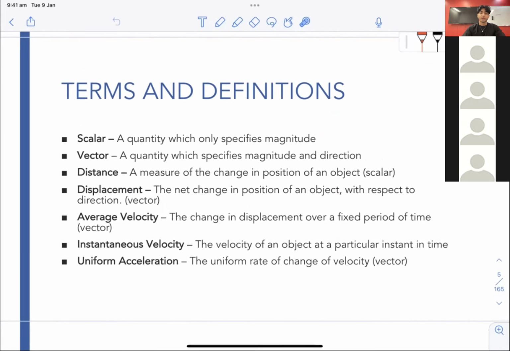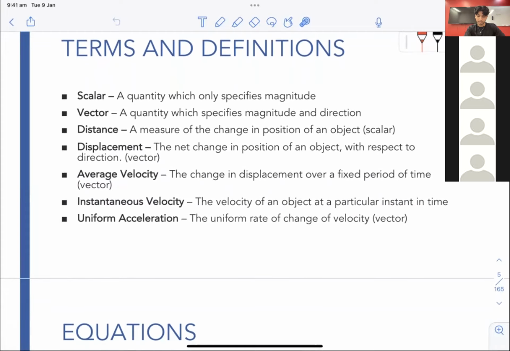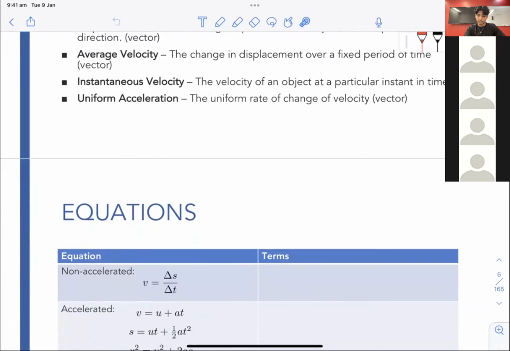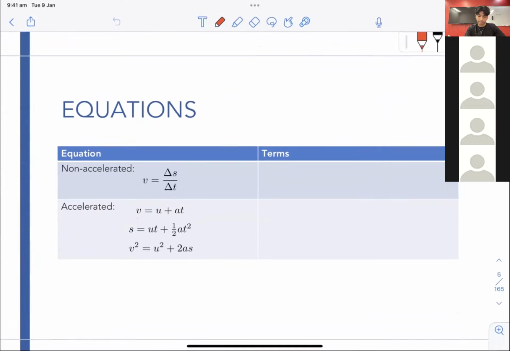We know what distance is, displacement, average velocity, and instantaneous velocity. I want you to note they are distinctly different, because the average velocity is the change in displacement over a fixed period of time, and the instantaneous velocity is the velocity at a particular instant in time. We'll see how that works out in examples. And uniform acceleration is just the uniform rate of change of the velocity vector. Should all be old stuff for you.